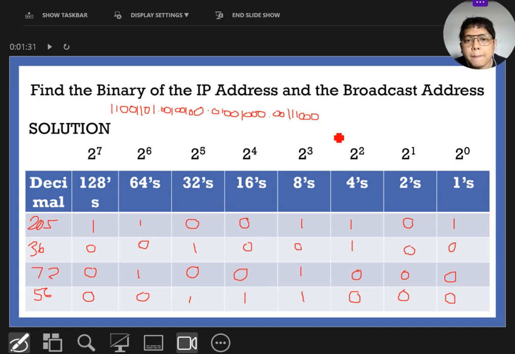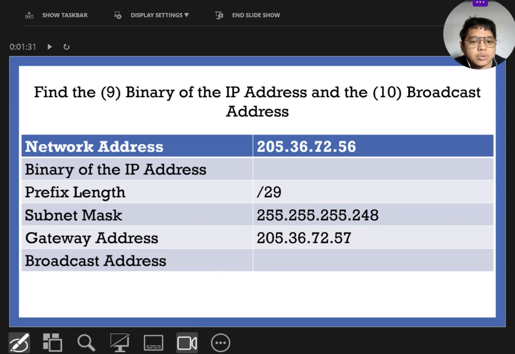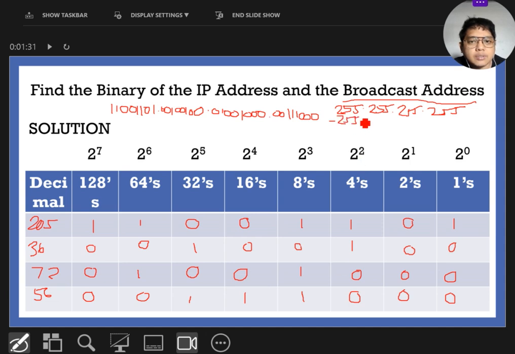Now let us try to solve the broadcast address. The same process. Our maximum subnet mask host portion is 255 minus our subnet mask, 248. The same, 248, then 0.0.0. So 255 minus 248, we have 7. So this is our host address.